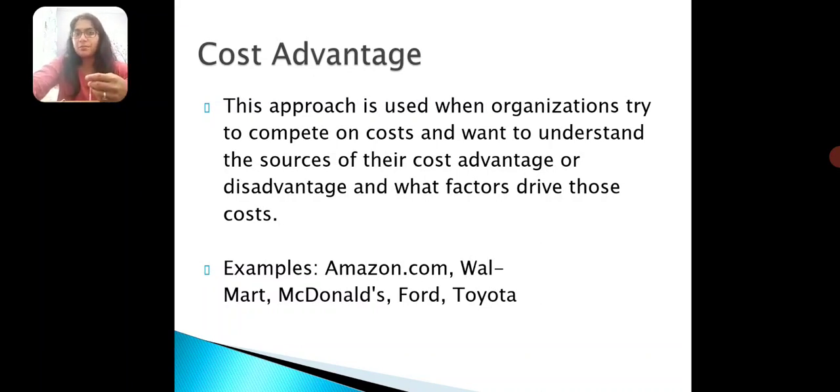Examples of companies which have achieved cost advantage are Amazon, Walmart, McDonald's, Ford, Toyota. These companies have found a way to produce goods at a lower cost compared to their competitors so that they can enjoy a higher profit margin, by doing this value chain analysis, identifying all the activities and figuring out which activity can be altered or reduced, where the cost can be reduced.